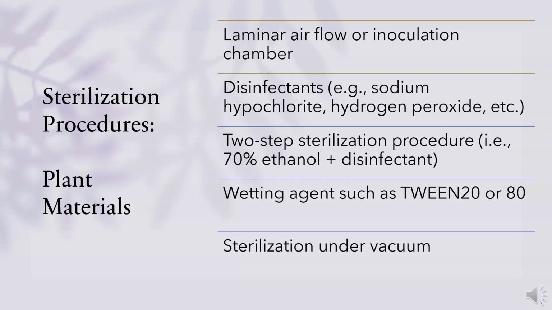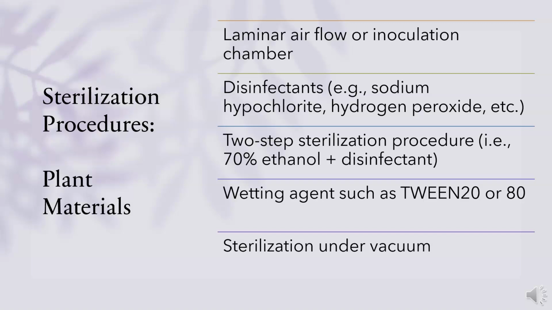Plant material that is to be cultured should be surface sterilized to remove surface-borne microorganisms. This procedure should be conducted in front of a laminar air flow or inside the inoculation chamber before the plant material is placed onto the culture medium. Commonly used disinfectants for plant tissue culture include calcium hypochlorite, sodium hypochlorite, hydrogen peroxide, and others. The use of a two-step sterilization procedure, which involves placing the explants in a 70% ethanol solution prior to treatment with another disinfectant solution, has proven beneficial for explant sterilization.